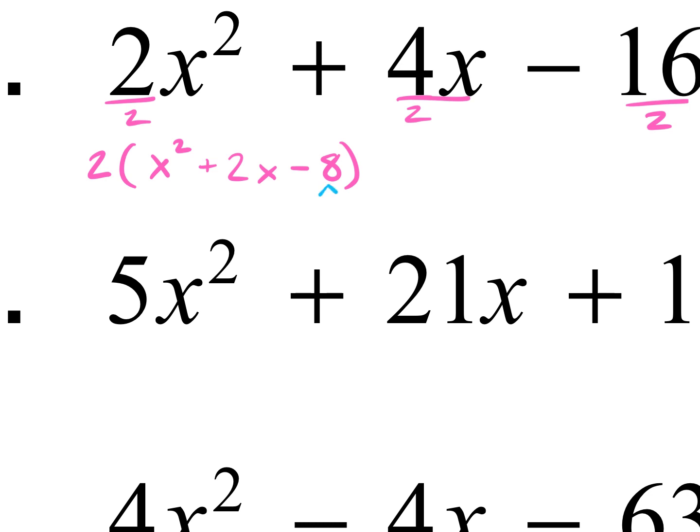What are 2 factors of negative 8 that add to 2? 4 and negative 2. Awesome. So in our parentheses, we have x plus 4 and x minus 2. And then don't forget, if you took out a GCF in the beginning, you have to write it in your answer too. So our answer would be 2 times x plus 4 times x minus 2.